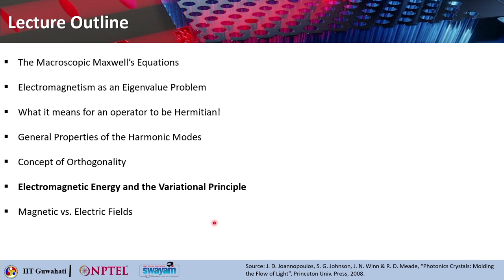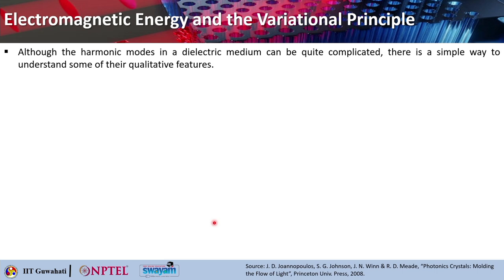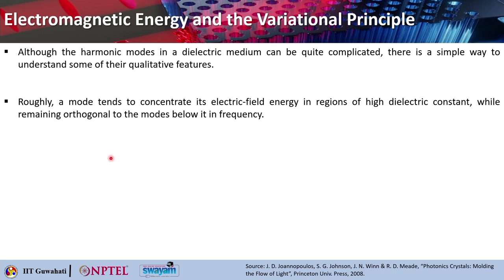Now, let us look into how we calculate electromagnetic energy and apply the variational principle. Although the harmonic modes in a dielectric medium can be quite complicated, there is a simple way to understand some of their qualitative features. Roughly, a mode tends to concentrate its electric field energy in the region of high dielectric constant, while remaining orthogonal to the modes below it in frequency. You understand the orthogonality, right? The integral of f(x) g(x) will be 0, something like that. For a mode it is slightly more complicated, but the idea is the same.